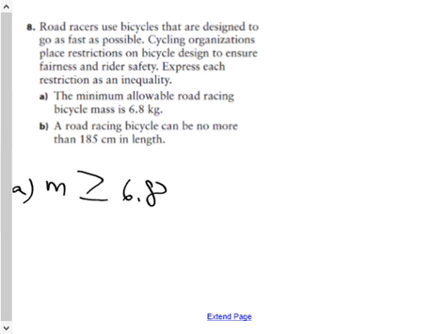Because the minimum one you have to have is 6.8. So it can't be less than that. So the minimum is 6.8. I made a mistake. And for B, it can be no more than 185 centimeters in length. So we'll put the length has to be less than or equal to 185 centimeters.